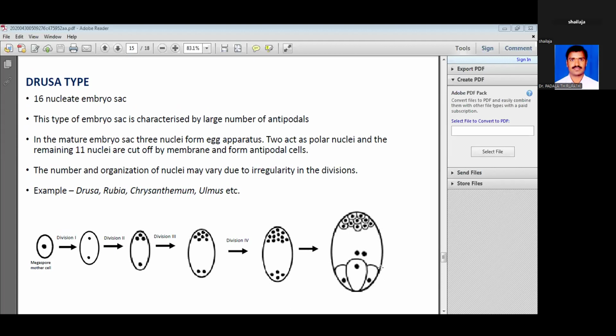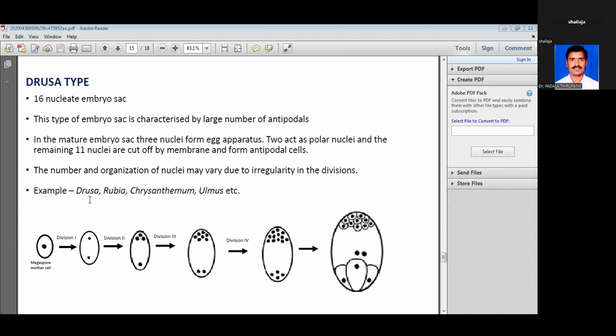So 12 at the micropylar end, 3 at the chalazal end. From these 12, 1 comes to the center, so 11 antipodals are formed at the micropylar end. This is the Drusa type. 16 nucleate embryo sacs are of 3 types: Peperomia, Penaea, Drusa. The number and organization of nuclei may vary due to irregularity in the divisions. Examples: Drusa, Rubia, Chrysanthemum, Alnus.